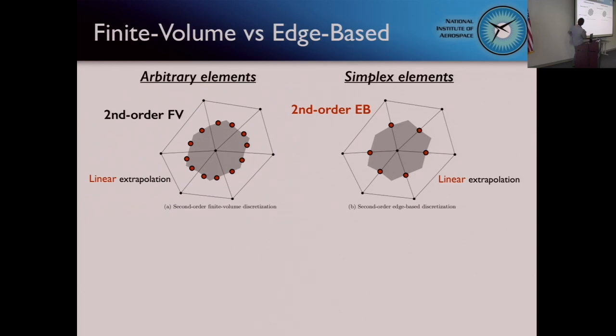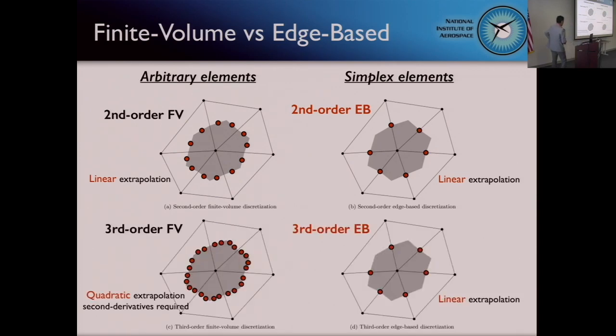Finite volume can be second order on arbitrary elements if you evaluate the flux not at the edge midpoint, but at the midpoint of each face. This is second order, and this H-based scheme computes the numerical flux only at the edge midpoint. And this is second order only on simplex elements, triangular and tetrahedral.